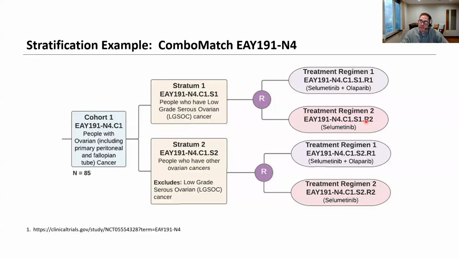What's not shown here is that these patients on the reference arm, after they have disease progression on treatment, can cross over to the combination arm, right? So the point here is that randomization happens within the stratification levels.